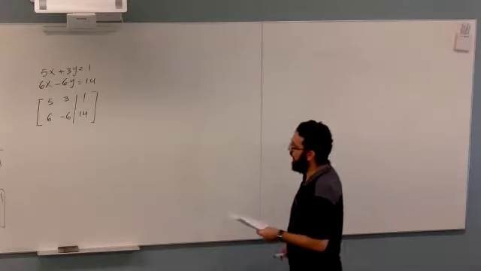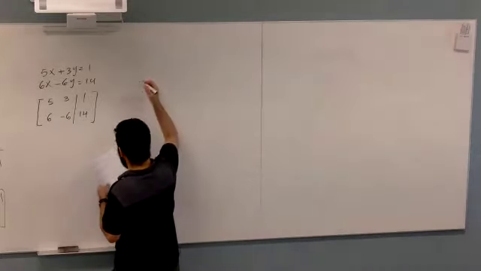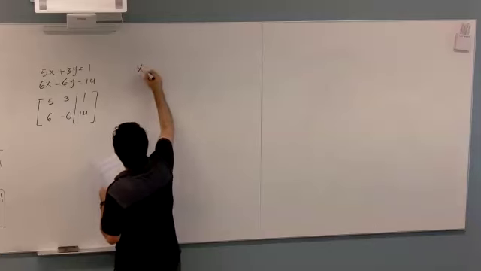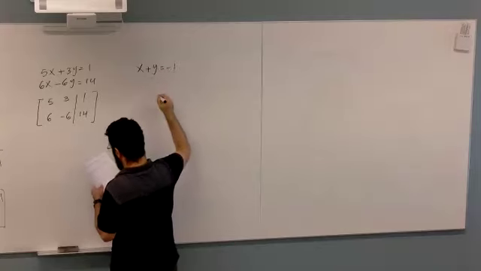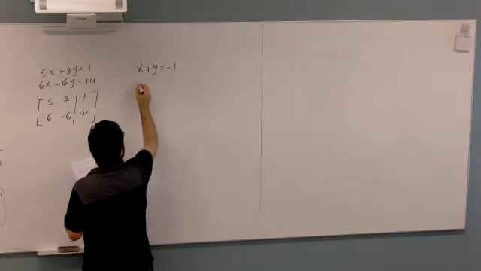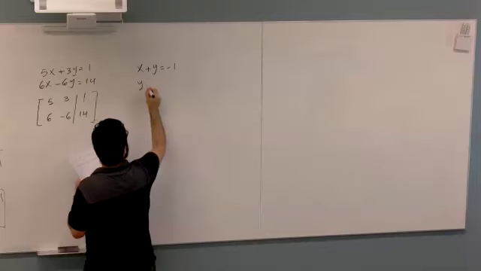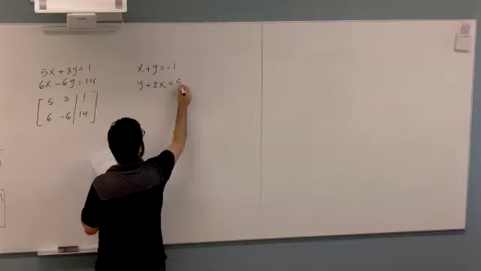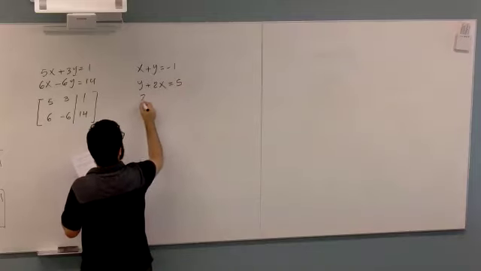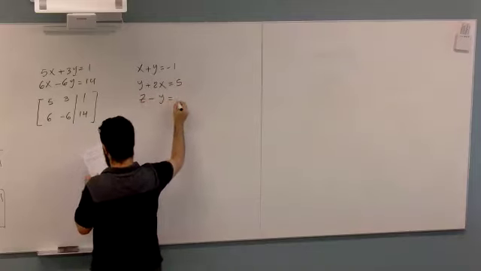Number 3, what do we have? We have x plus y equal negative 1, and we have y plus 2x equal 5. We have z minus y equal.